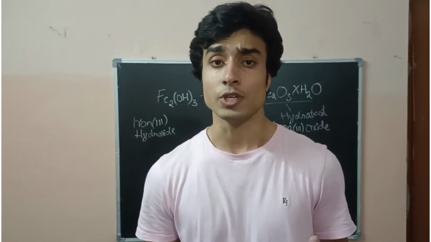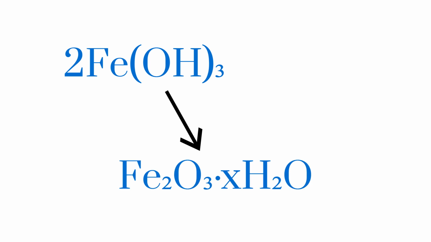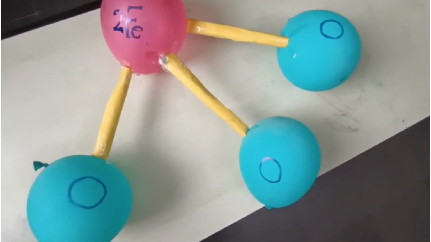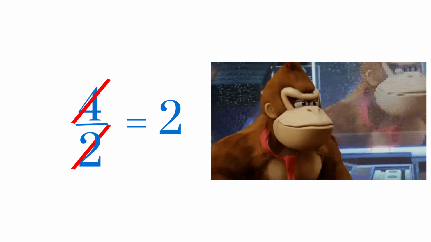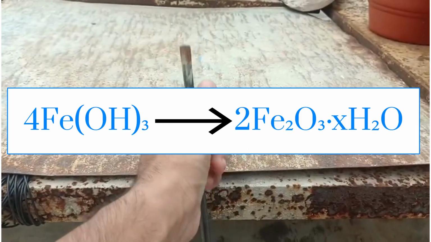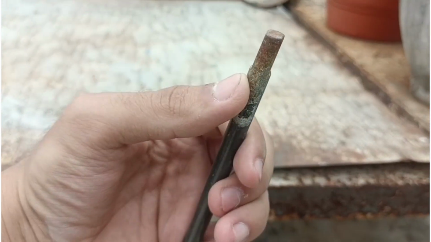But how many rust molecules are we getting? Look, for every 2 molecules of iron 3 hydroxide, we get 1 molecule of rust after the dehydration. So, from this reaction, if we are getting 4 molecules of iron 3 hydroxide, how many rust molecules are we getting? Okay, just quick maths here. It's 4 over 2. For 4 molecules of iron 3 hydroxide, we get 2 molecules of hydrated iron oxide, which is rust.